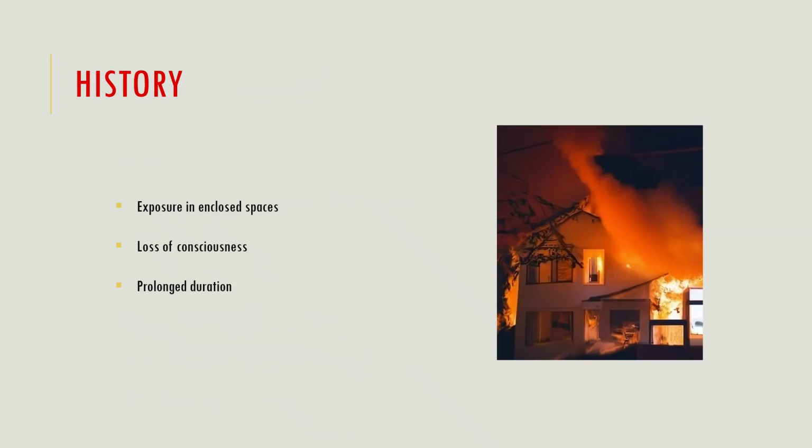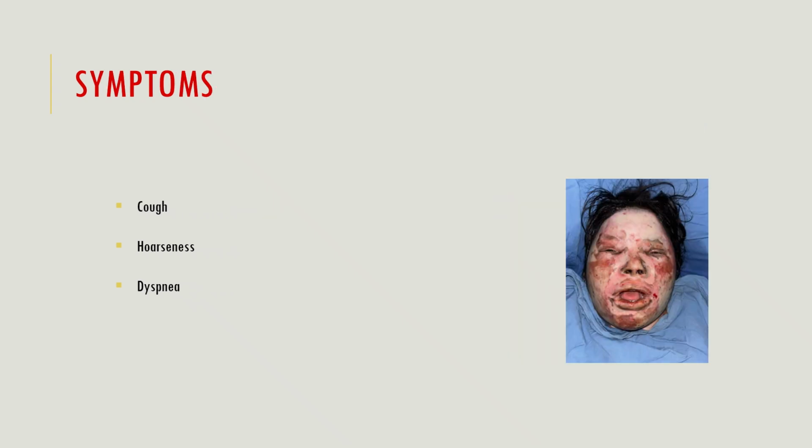So, how do you suspect inhalational burn injury from the history itself? There will be history of sustaining burns in enclosed spaces, and there will be history of unconsciousness also. And there could be delay in evacuation, leading to prolonged exposure to the smoke. The patient usually will have hoarseness of voice, cough, and may also have dyspnea, which is an emergency.